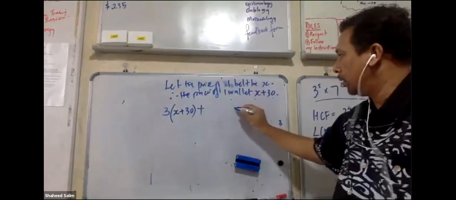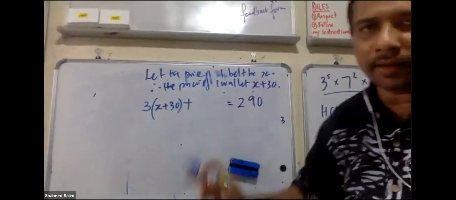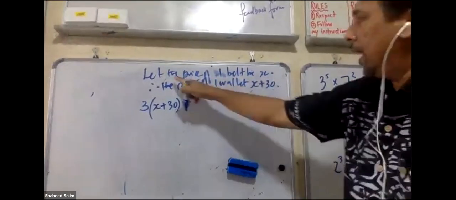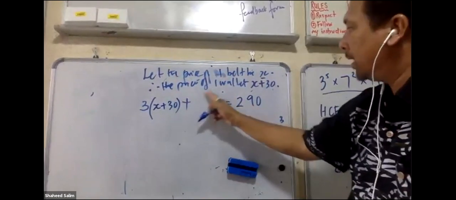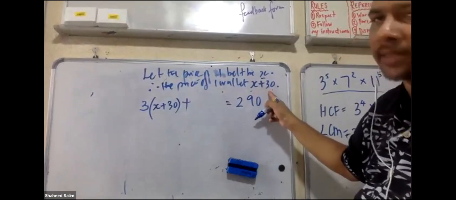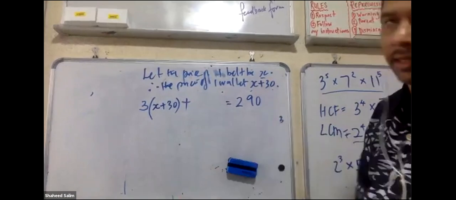Okay. Down here, I write the equation. Let the price of 1 belt be X dollars. Let the price of 1 wallet be X plus 30. Why plus 30? They say the wallet is $30 more than the belt. So it must be X plus 30.